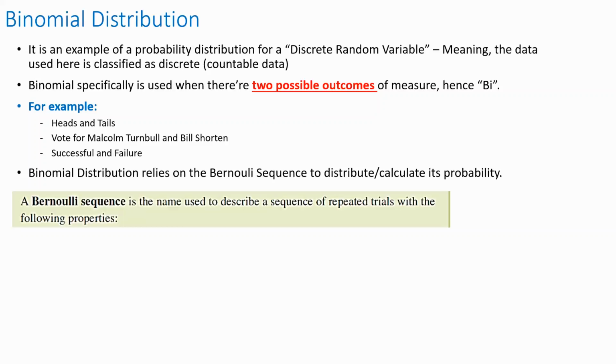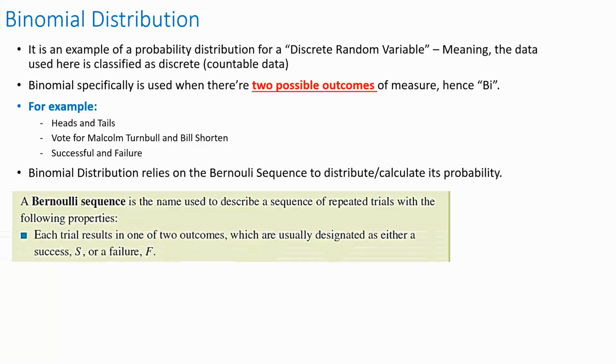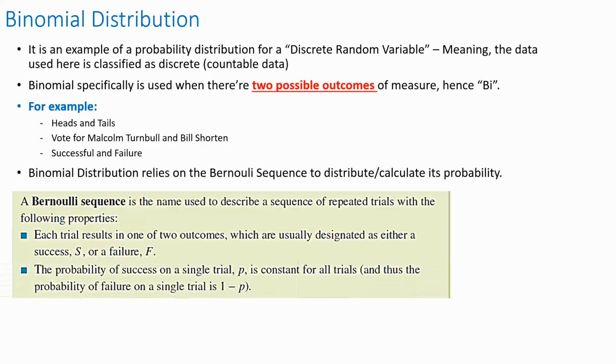Why is flipping a coin considered a Bernoulli sequence? Because, number one, each trial results in two outcomes. Flipping a coin, you've got heads and tails. You either get a heads or you get a tails. Number two, the probability of success on a single trial is constant for all trials. All that is saying is the probability of what you're looking for. If I'm looking for the chance of getting tails, it's 0.5, 50%. Doesn't matter how many times I flip that coin, every trial the probability of getting tails is the same. Flip on the first go, or the fifth go, or the tenth go, the probability of getting tails is still 50%.